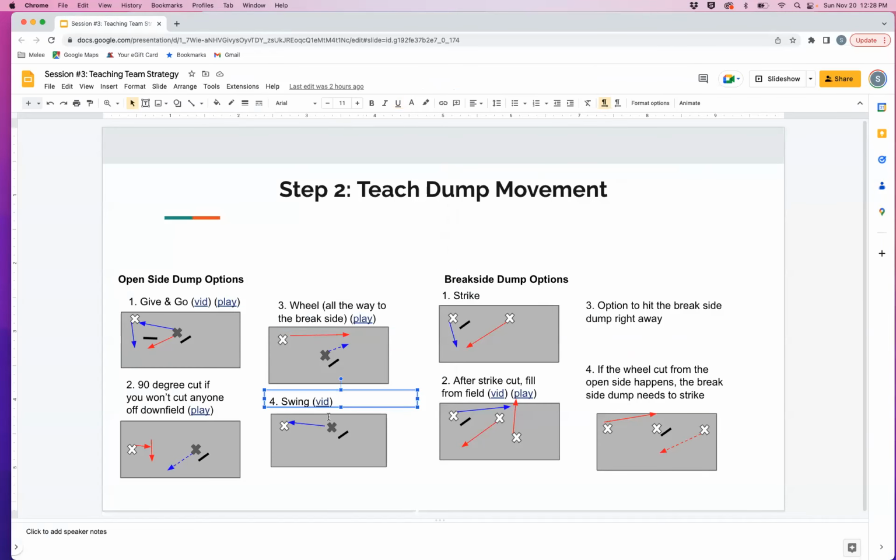And then, of course, you can just have an immediate swing. So this is pretty simple. If the defense is coaching off or in the wrong position or something, you can just swing it. So these are good to talk about open side.